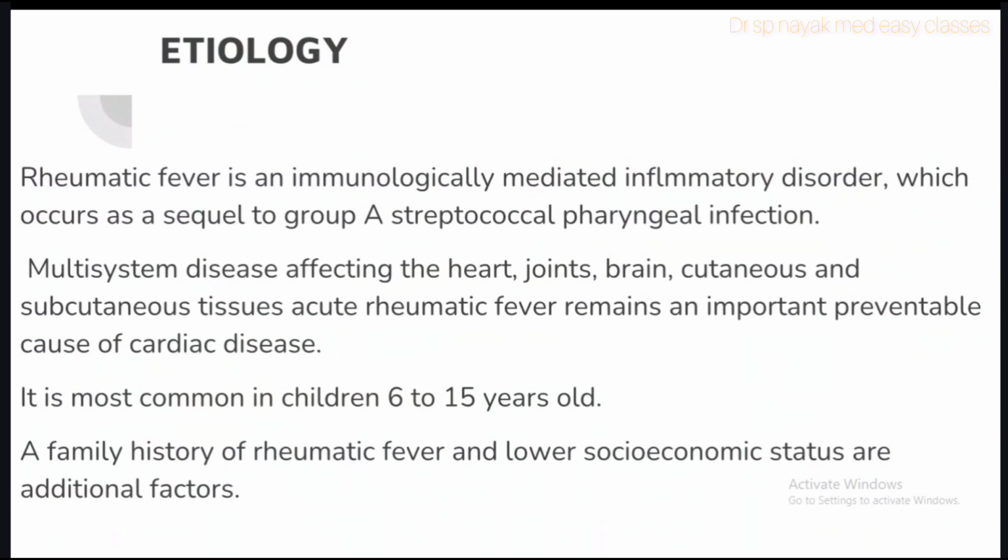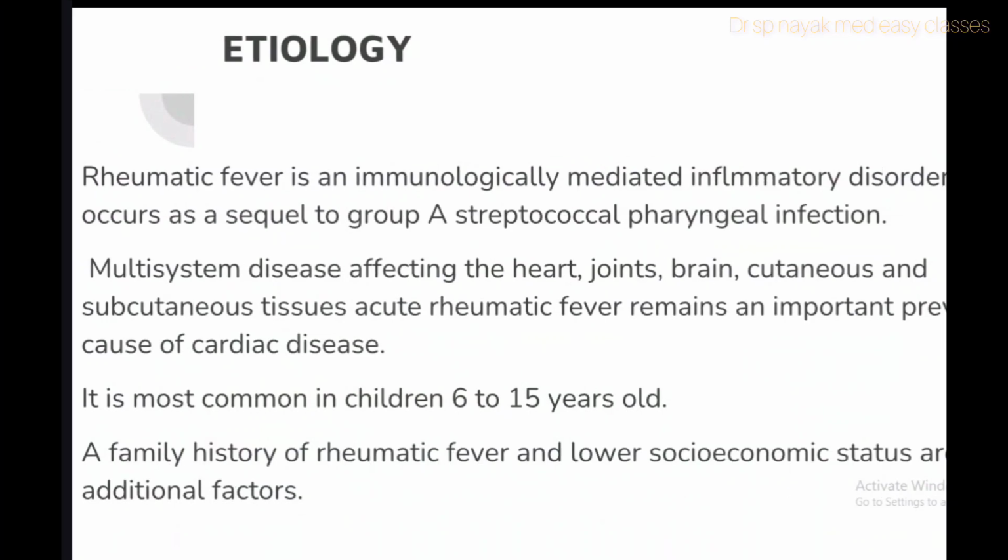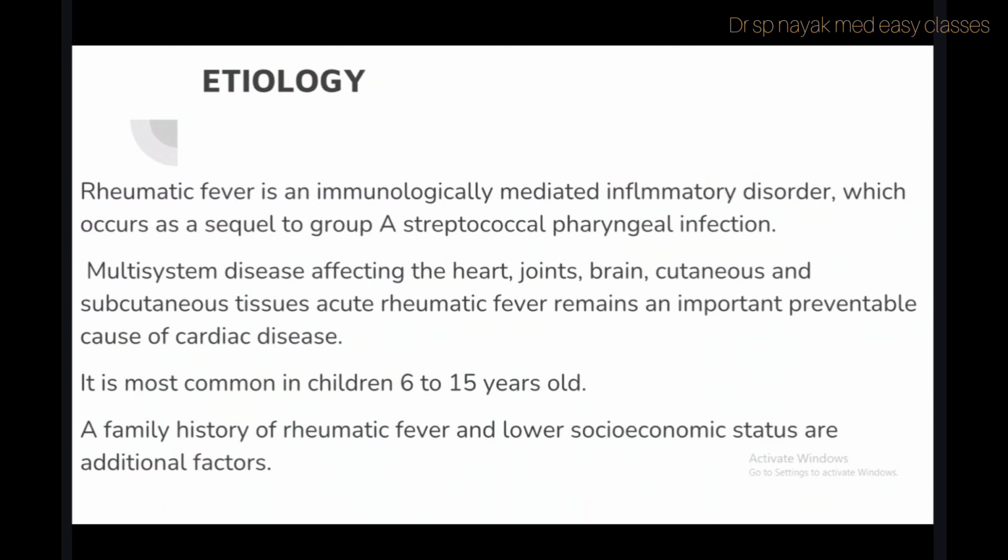Acute rheumatic fever remains an important preventable cause of cardiac disease because it affects the heart, and the way it affects the heart, the process is irreversible. So we can prevent many cardiac diseases which are caused by this. It is most common in children who are 6 to 15 years old, but it can also occur in adults. A family history of rheumatic fever and lower socioeconomic status are additional factors.